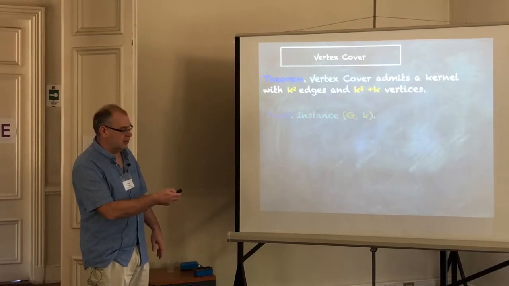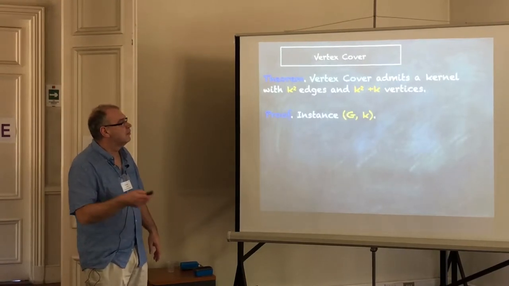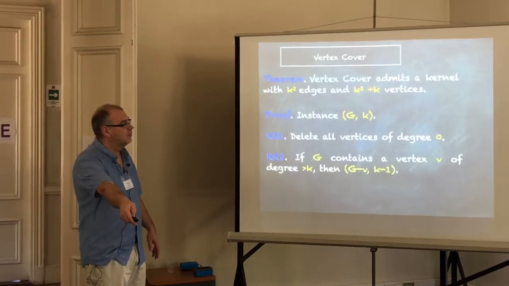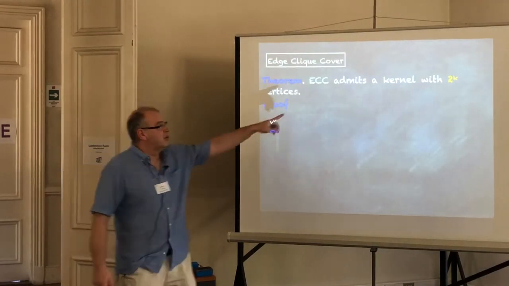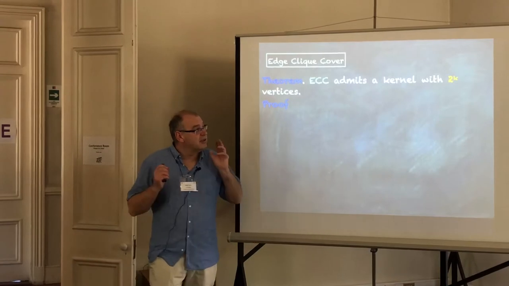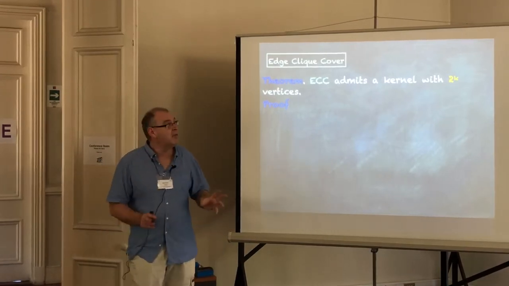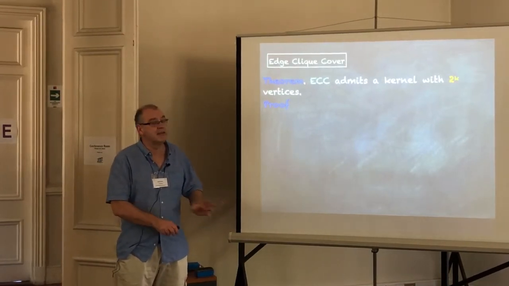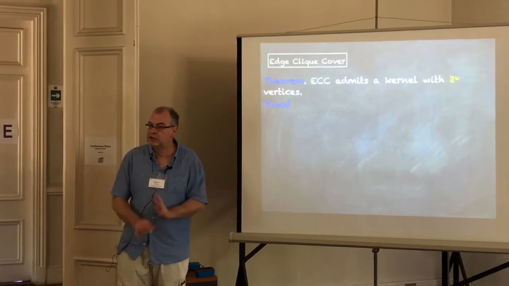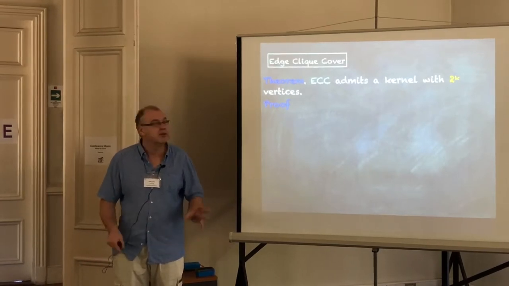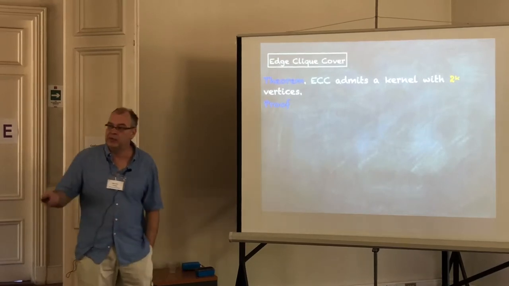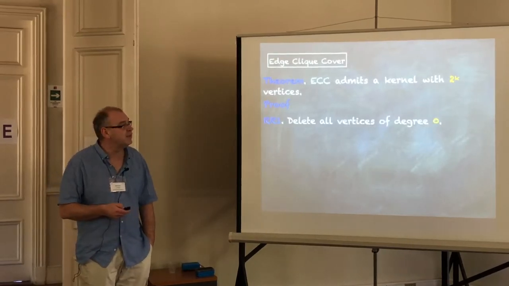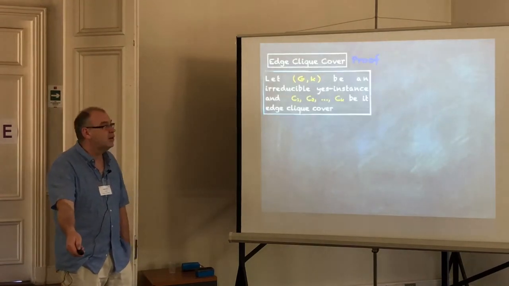of size, so we have a kernel of size 2 to the k. Actually, there is a nice and quite complicated proof which shows that that's it. So there's no kernel of smaller size. So this bound is actually optimal, this simple algorithm is optimal. Well, up to some assumptions in complexity theory.